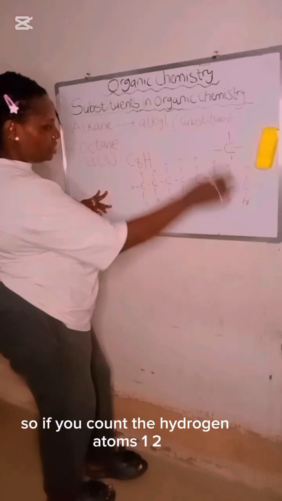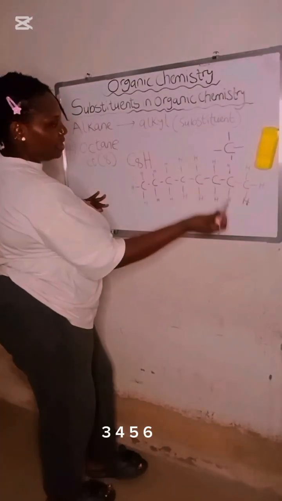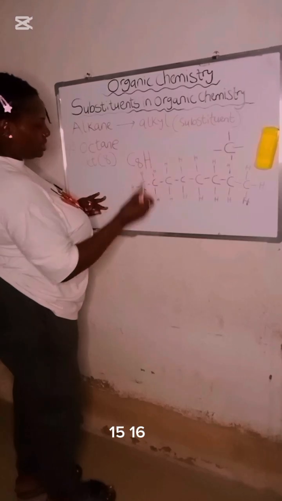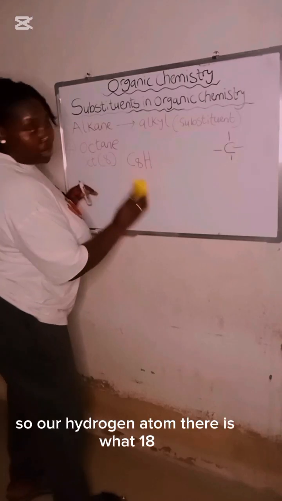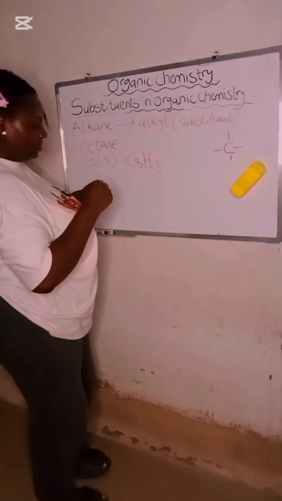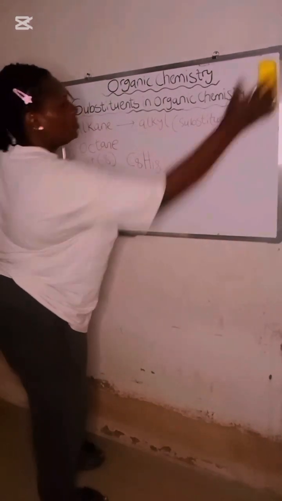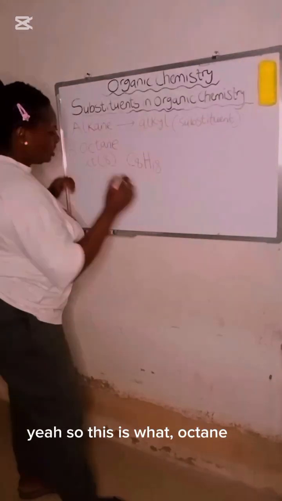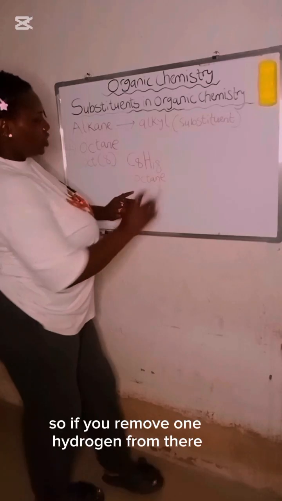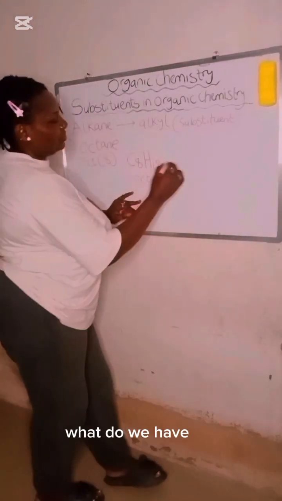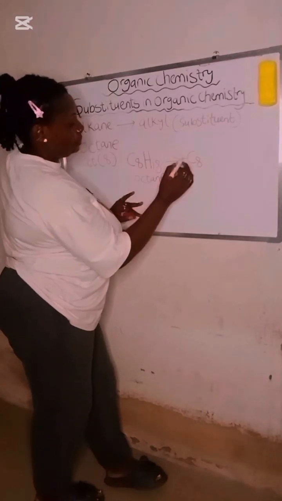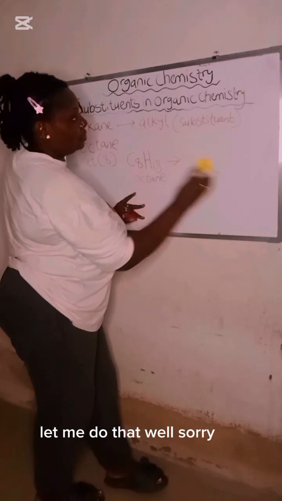If you count the hydrogen atoms, 1 2 3 4 5 6 7 8 9 10 11 12 13 14 15 16 17 18. So our hydrogen atoms there are what? 18. So this is what? Octane. If you remove one hydrogen from there, what do we have? Let me do that one. Sorry.